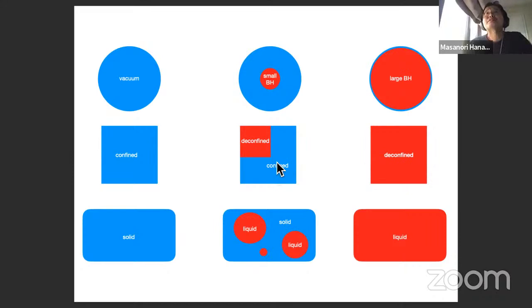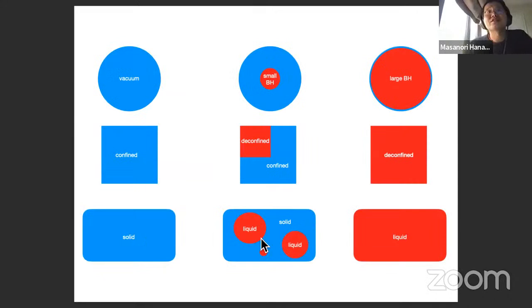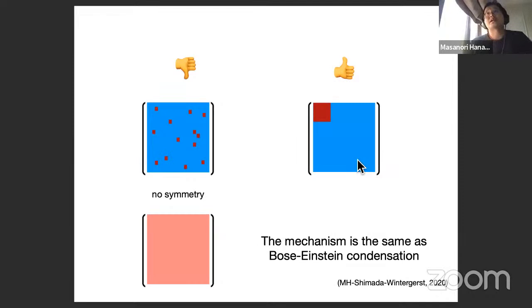And furthermore, the important thing is that we have this very clean structure. Deconfined degrees of freedom are not scattered like this, and it's not that all degrees of freedom are mildly excited. Only part of the degrees of freedom are excited, and they have this specific block structure. So this is something rather different from the case of water. And the mechanism by which such a very clean pattern appears is the same as Bose condensation, as I will explain shortly. Is there any question so far?